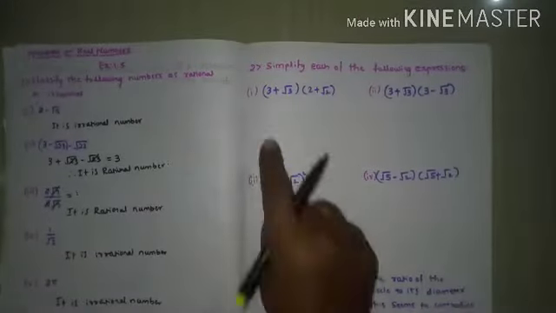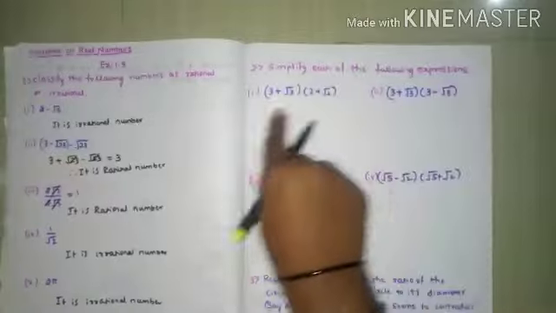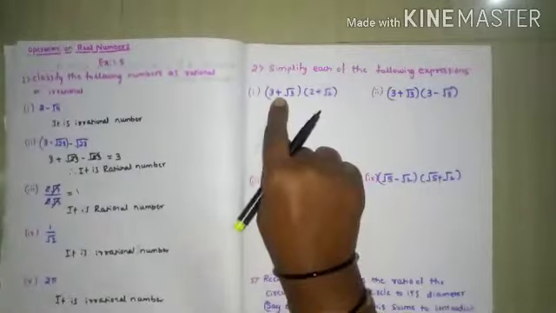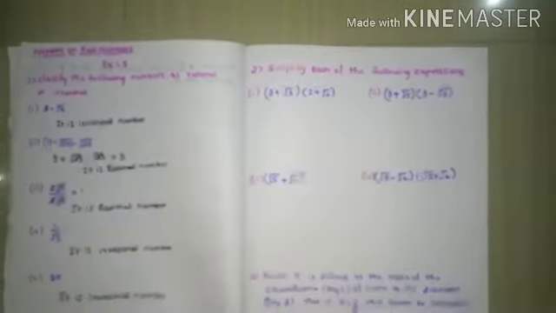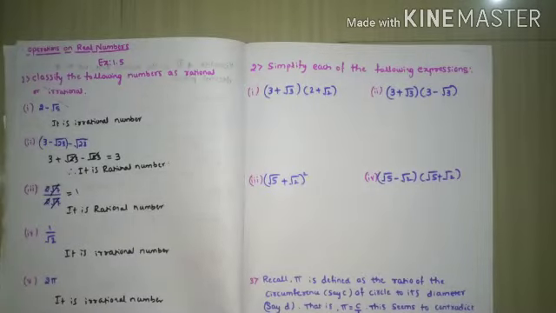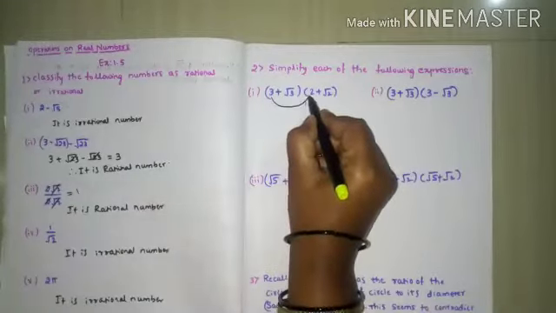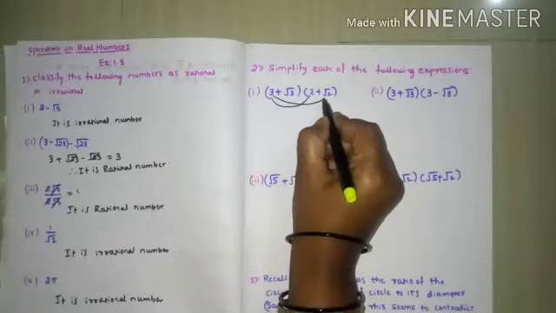Now we'll go for the second question. Simplify each of the following expressions. Here you see 2 expressions are there. This is a binomial, this is also a binomial. Last year in algebraic expressions you learned how to multiply a binomial with a binomial. So first I will multiply 3 with 2, then 3 with root 2.